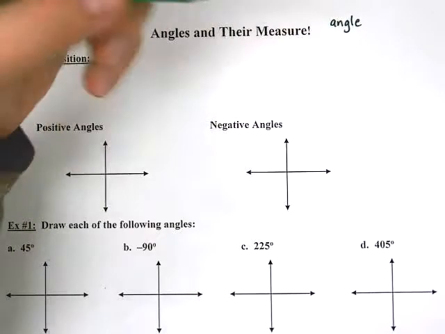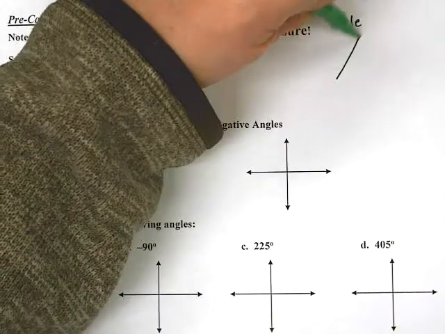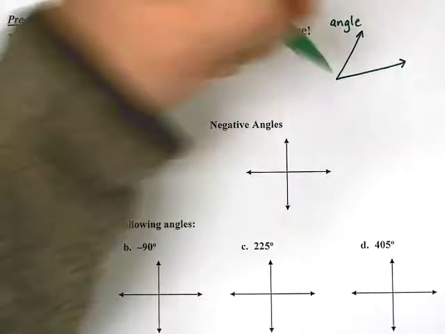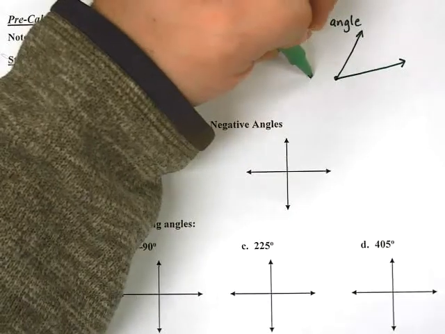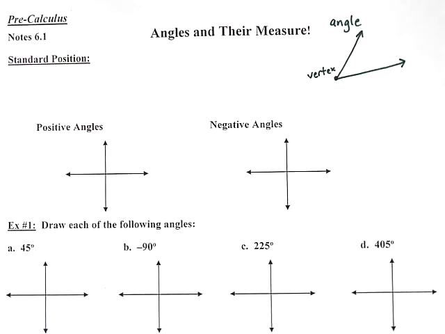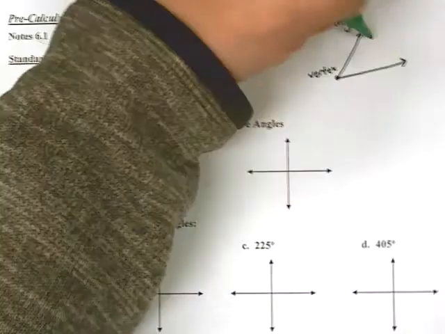is what? It is one ray, two rays, and then it has something called a vertex, which is what? The vertex is the endpoint of both of the rays.